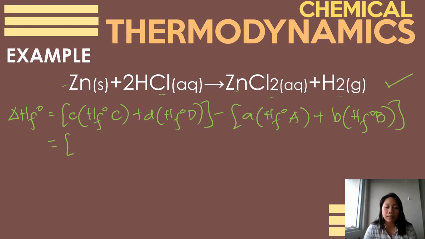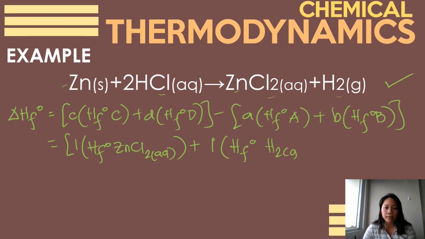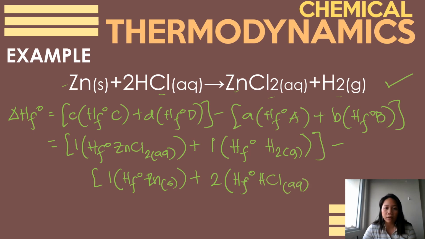So the next step is to write down your numerical coefficients as well as your different compounds. So that would be 1, and that would be ΔHf° of zinc chloride in an aqueous solution, plus your D, which is 1. Then the ΔHf° value of your hydrogen gas, minus your reactants, which are 1, ΔHf° value of your zinc in solid form, plus 2 times the ΔHf° value of your hydrochloric acid in aqueous solution.